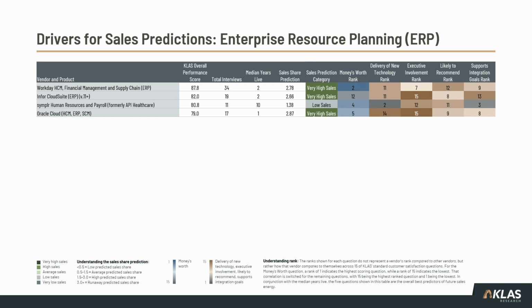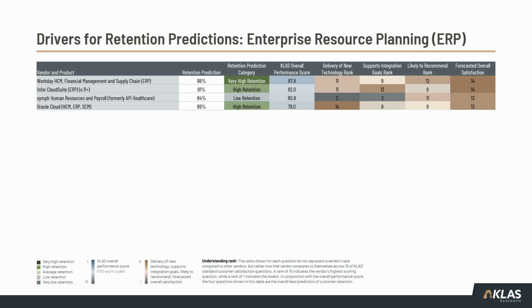And what are we predicting when it comes to retention for these vendors? So when we look at the retention, what we're seeing is Workday is having really high retention, which is not surprising to me. Their customers are usually very highly to recommend them, as you can see from their likely to recommend score. And then Infor and Oracle are also rated pretty high here as well.